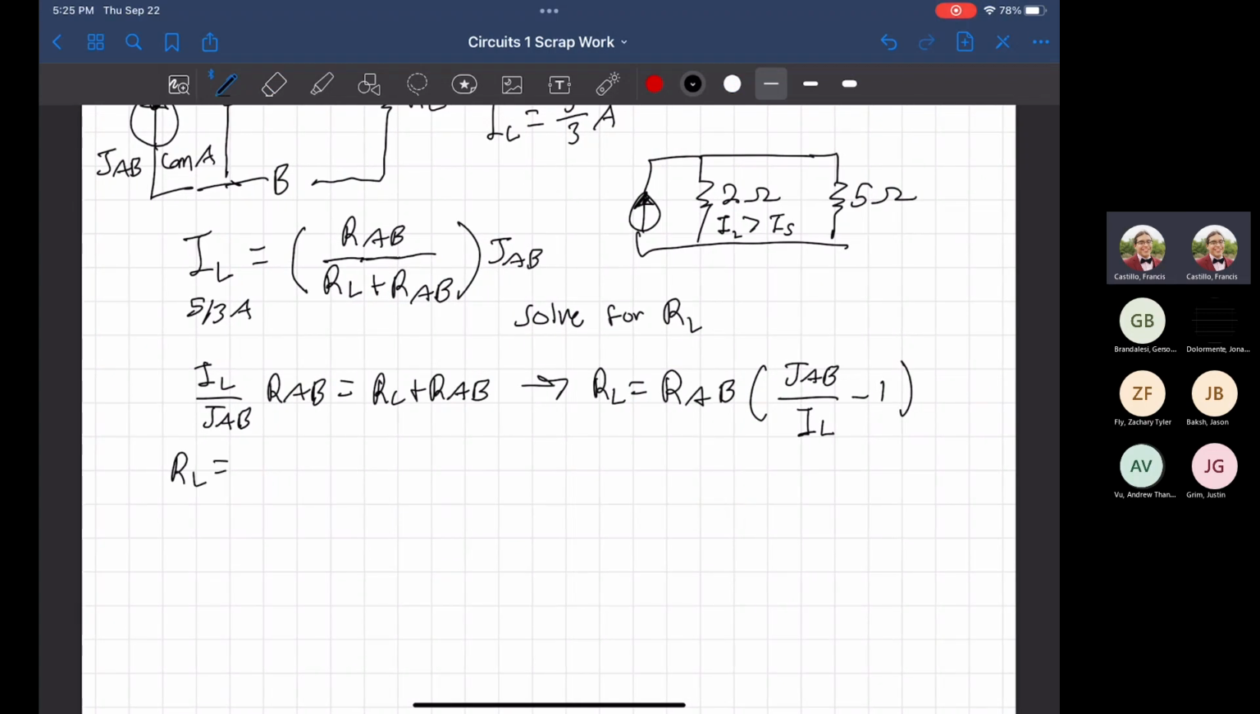RL is equal to RAB, which is 4K ohms, so 4K carrying units here. The numerator is JAB, which we got to be 6 milliamps. The current at the bottom is 5/3 amps. So let's see how this is happening. So 4K times, this is 18. All I'm going to do is flip this right here. So this is just going to be 6 times 3, which is 18 over 5. The milliamps is still on the top. Move that there. And then we're just going to carry it through.